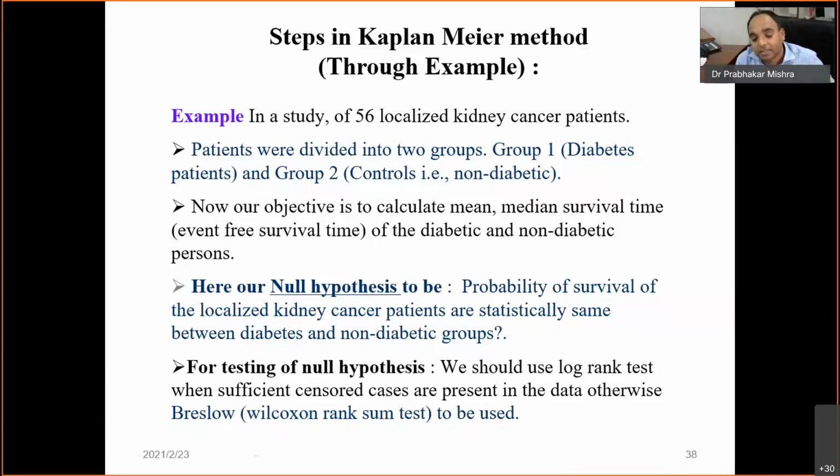But in case we reject the null hypothesis, it means alternatively we are going to accept the alternative hypothesis. If the null is rejected, it means the alternative hypothesis will be accepted.